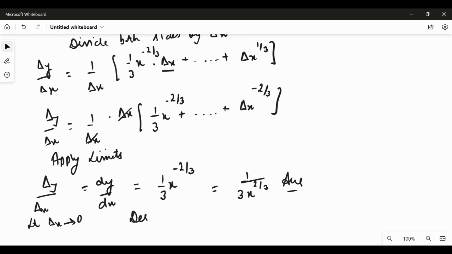So I will clearly write here that the derivative of x^(1/3) is 1/(3x^(2/3)). Now this is my solution. Fine. I hope the concept is clear to you.